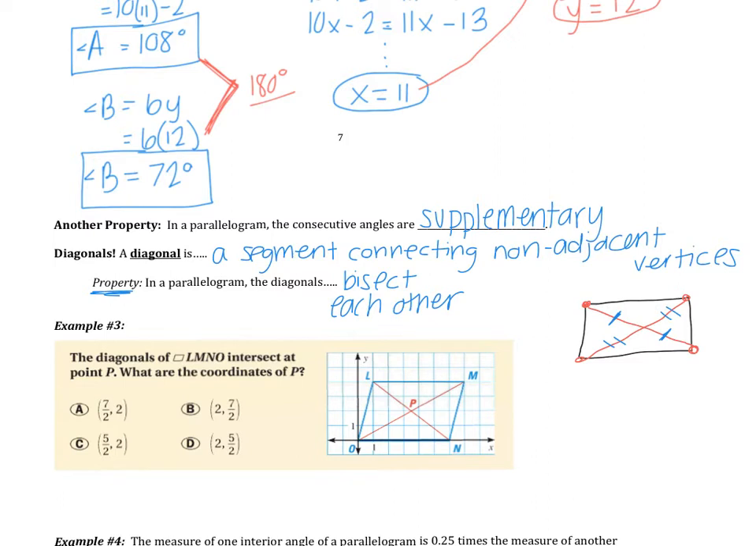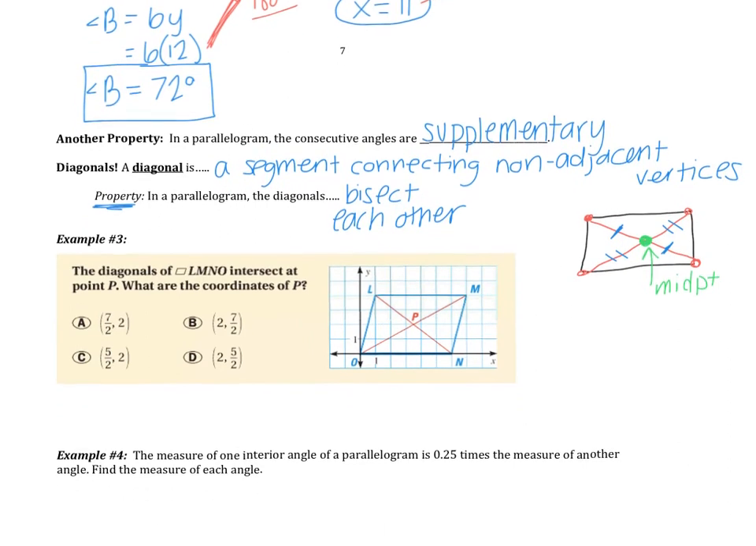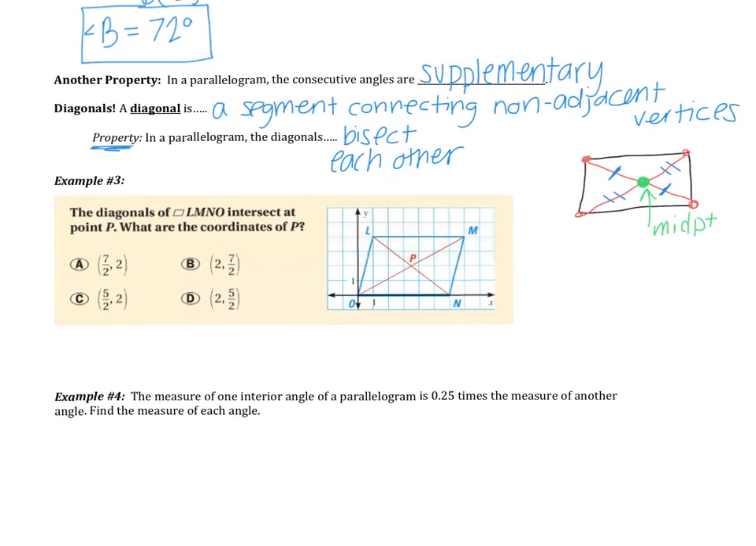Which is interesting, because this point in the middle then, hopefully you notice, would be that midpoint. It cuts both segments in half, which gets to the middle. You're going to use that fact as we go to the next example. Diagonals of the quadrilateral LMNO intersect at point P. What are the coordinates of point P? Well, point P is that green point in my diagram, so it's the midpoint.